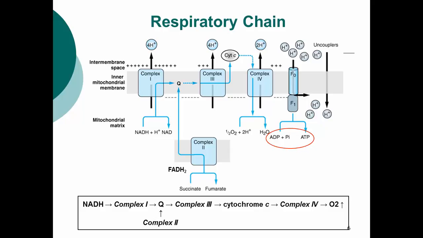And FADH2 transfers electrons to complex 2 and then bypasses complex 1, going to complex 3 and 4. So FADH2 is only able to generate 2 ATPs, right? That's the reason.